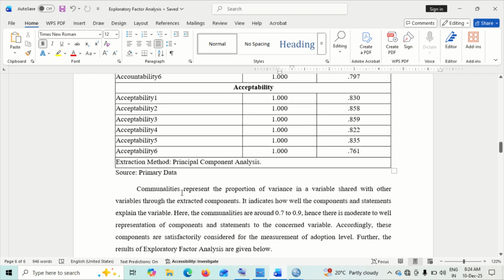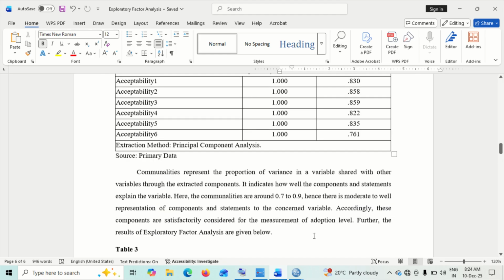Here we can conclude that communalities represent the proportion of variance in the variable shared with other variables through the extracted components. It indicates how well the components and statements explain the variable adoption level. Here the communalities are around 0.7 to 0.9, hence there is moderate to good representation of components and statements to the concerned variable. Accordingly, these components are satisfactorily considered for the measurement of adoption level. Further, the result of exploratory factor analysis is given below.